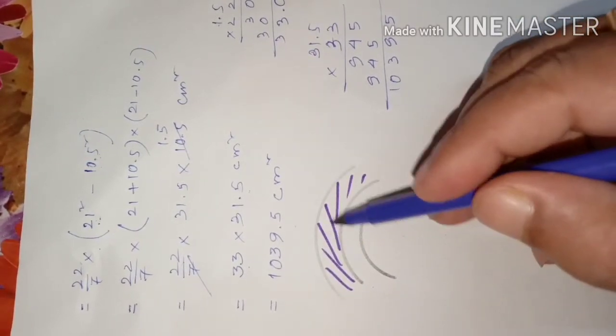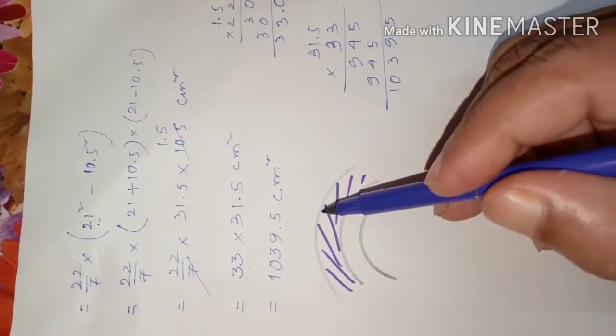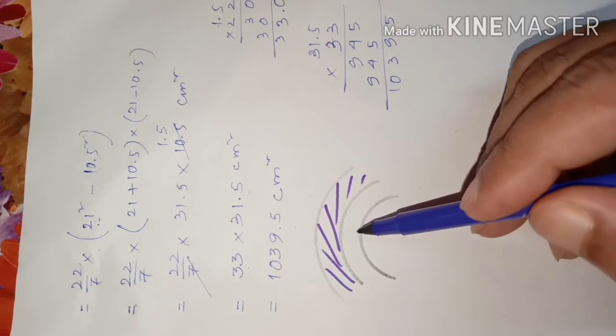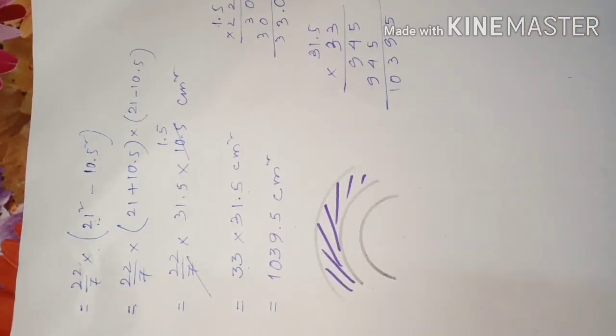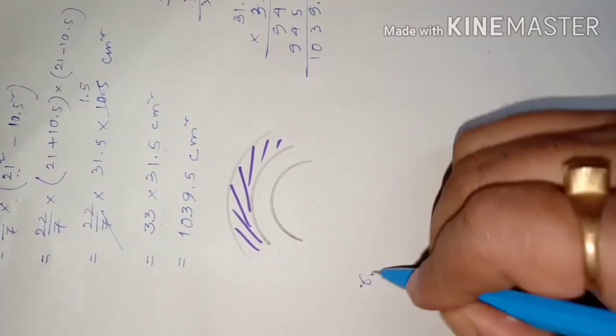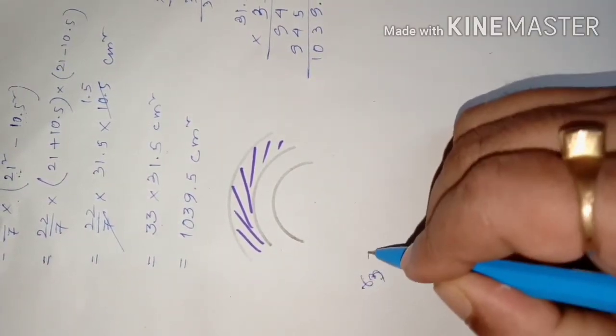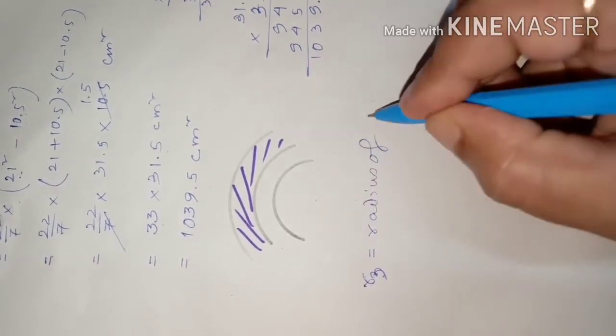Each area you have to find. This portion is between two circles, the second circle and the third circle. The second circle's area you have to subtract from the third circle's area. That will give you the blue region's area. Before that you need to introduce the radius of the third circle, so let us say radius R3, the radius of the third circle.